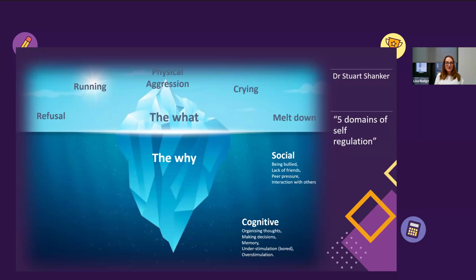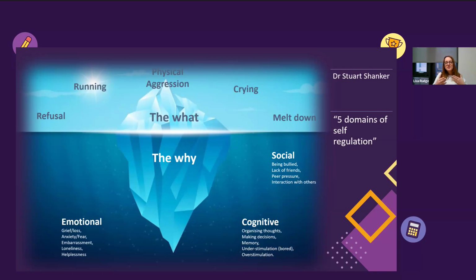What else in the why? There's cognitive reasoning. So how is our child organising their thoughts? How are they making decisions? What are their decisions based on? What's their working memory like? Are they able to hold things in their working memory whilst they're using them? So holding those instructions or ideas or thoughts or even emotions there. What about their longer term memory? What's happened for this child? What can they remember from whether it was yesterday in the classroom, last week in the classroom, last year in the classroom? Are they bored? Think about stimulation. Are they understimulated? Are they overstimulated? Is there too much for them to be able to manage?